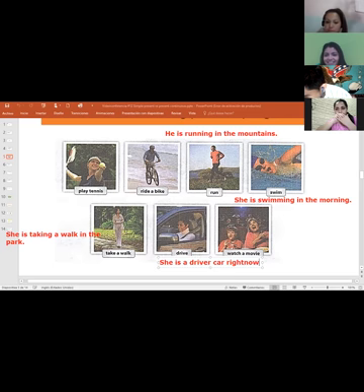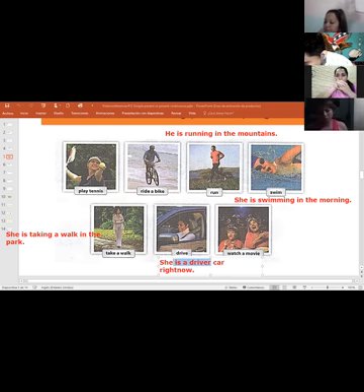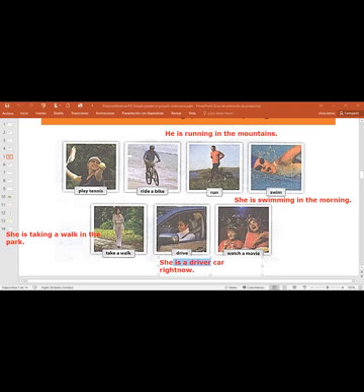Okay, but look at the verb. I want you to look at the verb. Mire lo que está haciendo acá. Mire lo que han hecho sus compañeros en los ejemplos. Okay, so tell me now. What is the verb form? She is driver car. She is driving. She is driving a car. Repeat. She is driving a car.